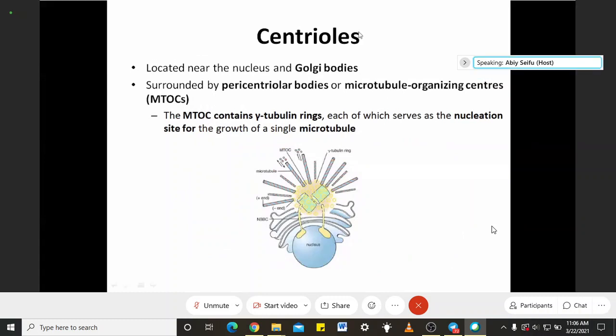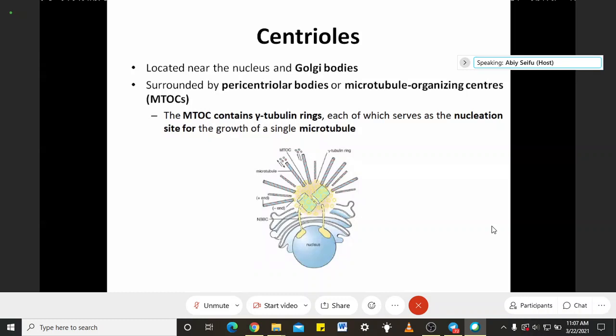So you see, these centrioles are found around the nucleus, around the Golgi bodies, and they are surrounded by several tubulins all together, giving us what is named as pericentriolar bodies or microtubule organizing centers. These microtubule organizing centers also have tubulins. You remember tubulins are the bricks, the basic makeup of a microtubule.